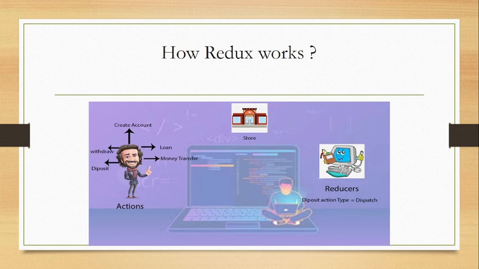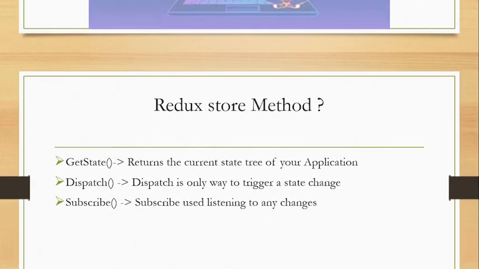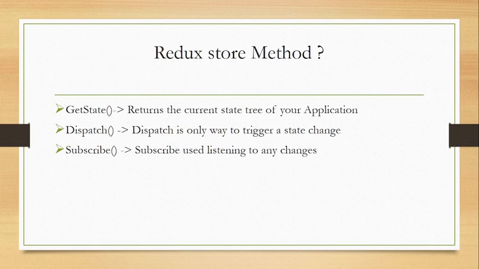Reducer is an event listener. It is always listening to events from the store, because all the actions are stored in the store, and the store is sending the events and the reducer is listening to those events. I think it's clear.